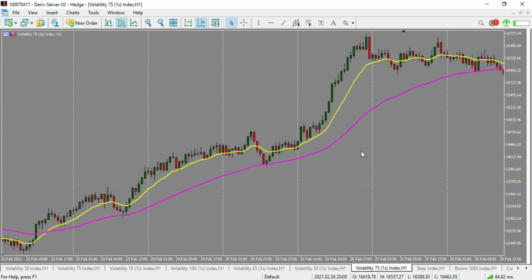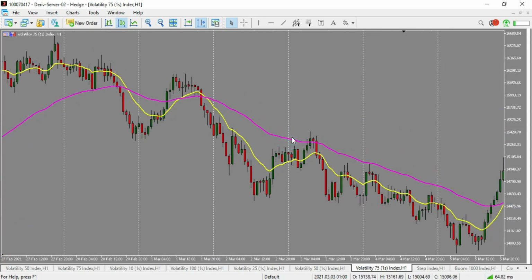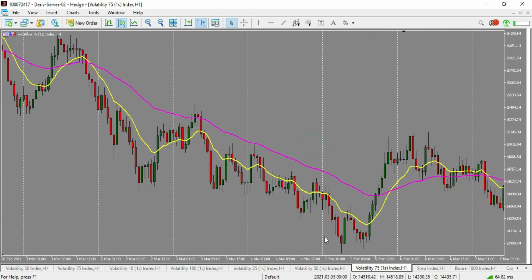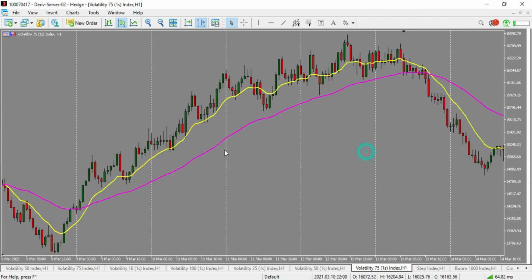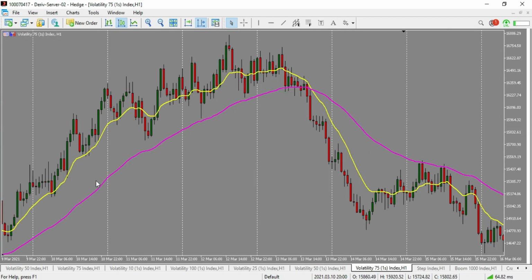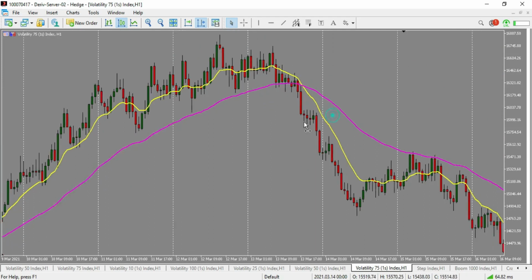Another head and shoulders pattern. Where can I find another one? We have a double bottom pattern right here. No, where can I get? Okay, we also have this one. We have your shoulder, your head, shoulder, right?